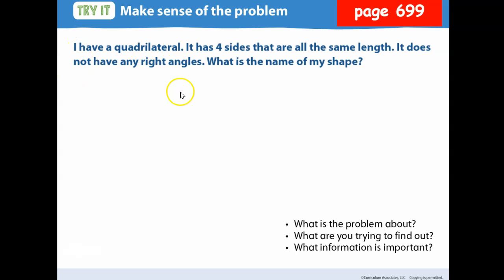It says I have a quadrilateral. It has four sides that are all the same length. If it does not have any right angles, what is the name of the shape? I just said it. Rhombus. Rhombus. Okay, so can this be a rhombus? No. Technically, no. Okay, because a rhombus does not have any right angles.